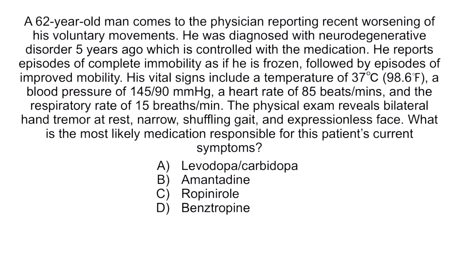Let's discuss why other options are incorrect. Option B, amantadine, is incorrect. We learned that its main side effects include livedo reticularis and ankle edema. Option C, ropinirole, is incorrect. The side effects of ropinirole include somnolence, dizziness, hallucinations, and impulse control disorders. Finally, option D, benztropine, is incorrect. This is an anticholinergic medication that can cause dry mouth, mydriasis, urinary retention, and constipation. And that concludes this section.